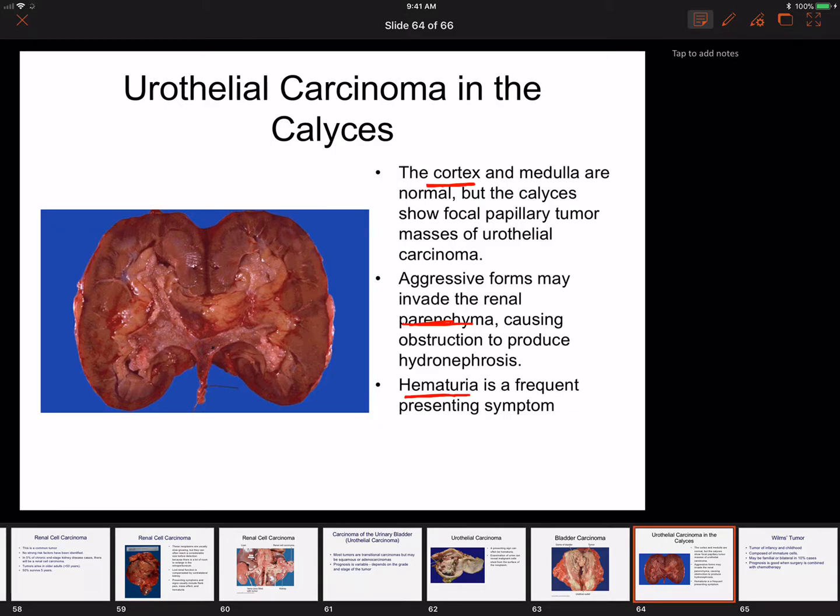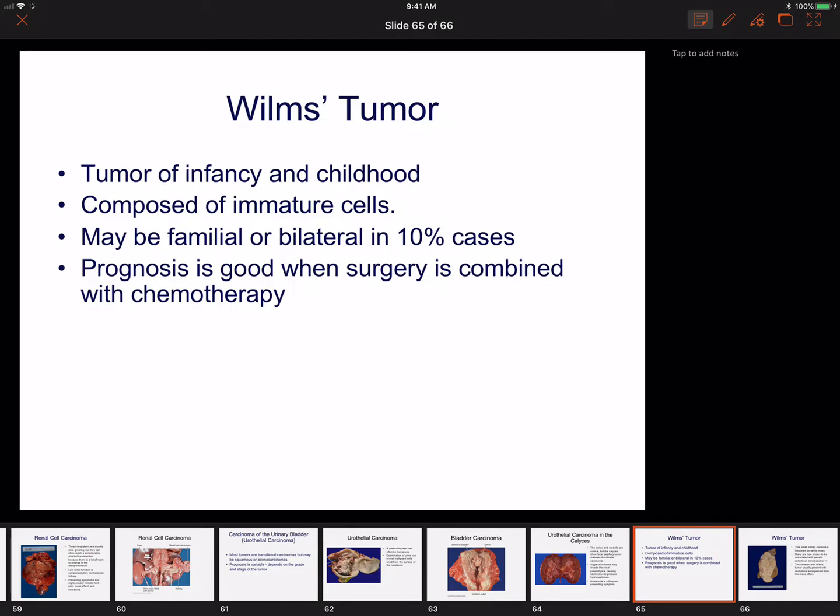The last of these tumors is called Wilms tumor. It's a tumor that occurs during childhood and infancy. It's one of those immature tumors, the cells do not show full maturity. Prognosis is fairly good if they are detected earlier and removed surgically, and treatment is supplemented with chemotherapy.